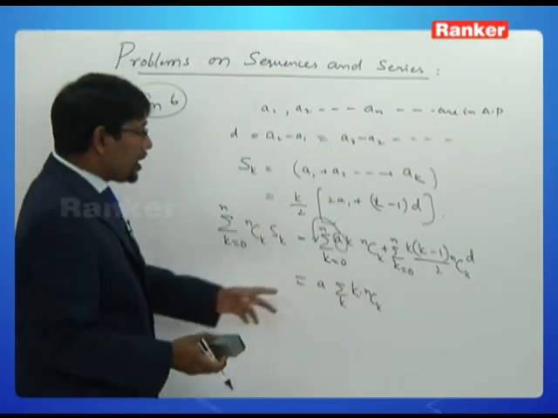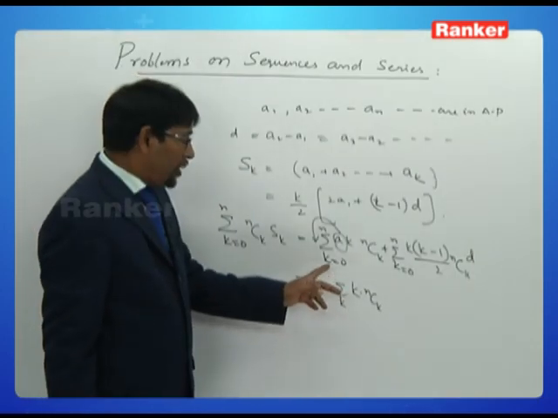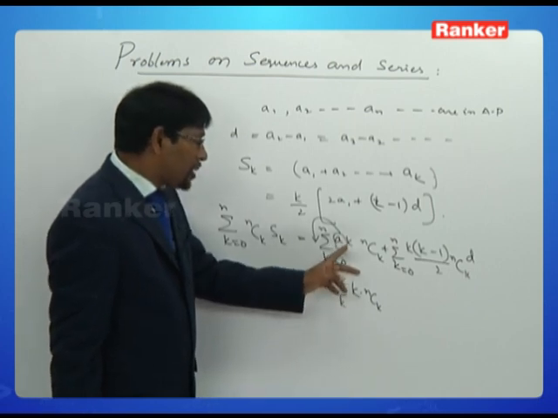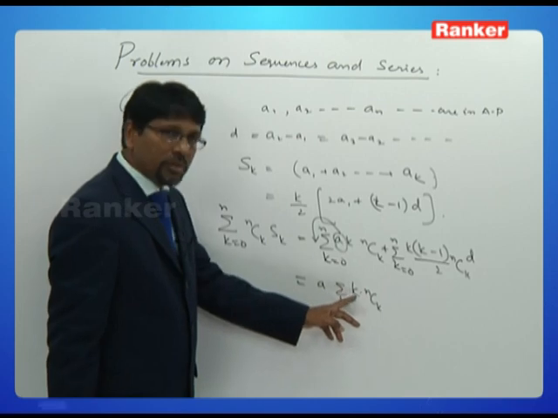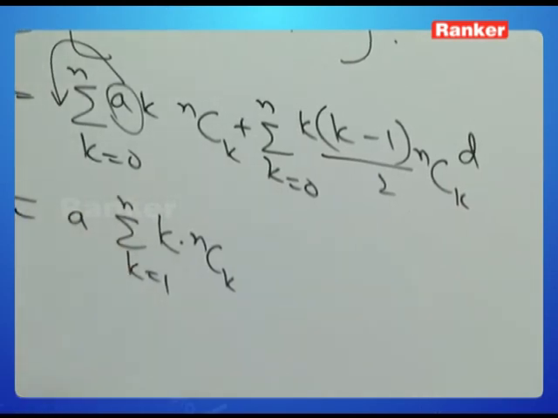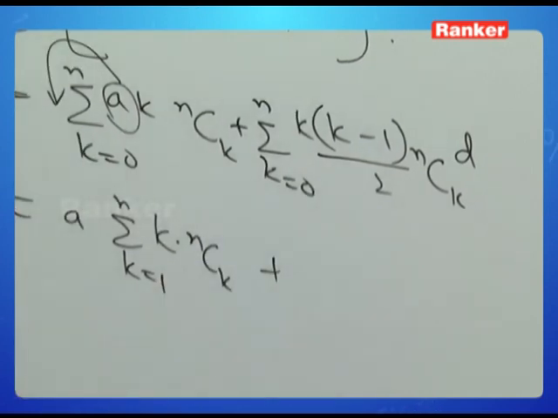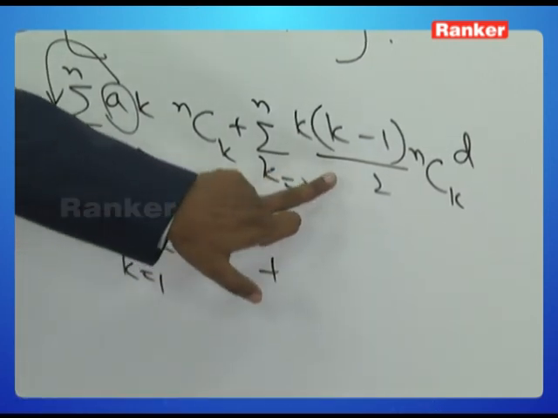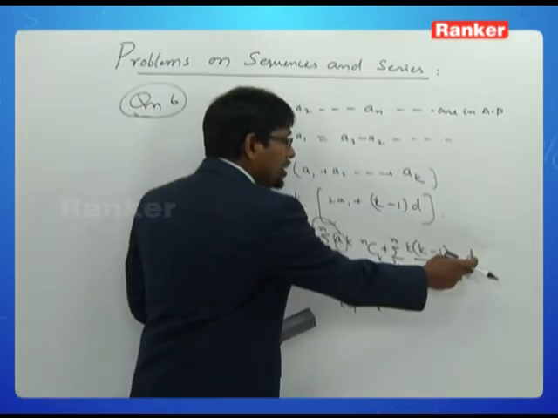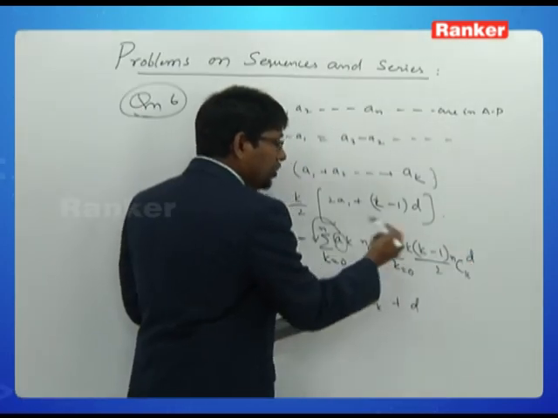Although we are writing k ranging from 0 to n here, we can easily observe that when k is 0, I will have the term to be 0. So let's not write that. So we'll write k ranging from 1 to n. And then here, the first 2 terms will be vanishing. D can be brought out of the summation because D has nothing to do with the k there. So D can be brought out.